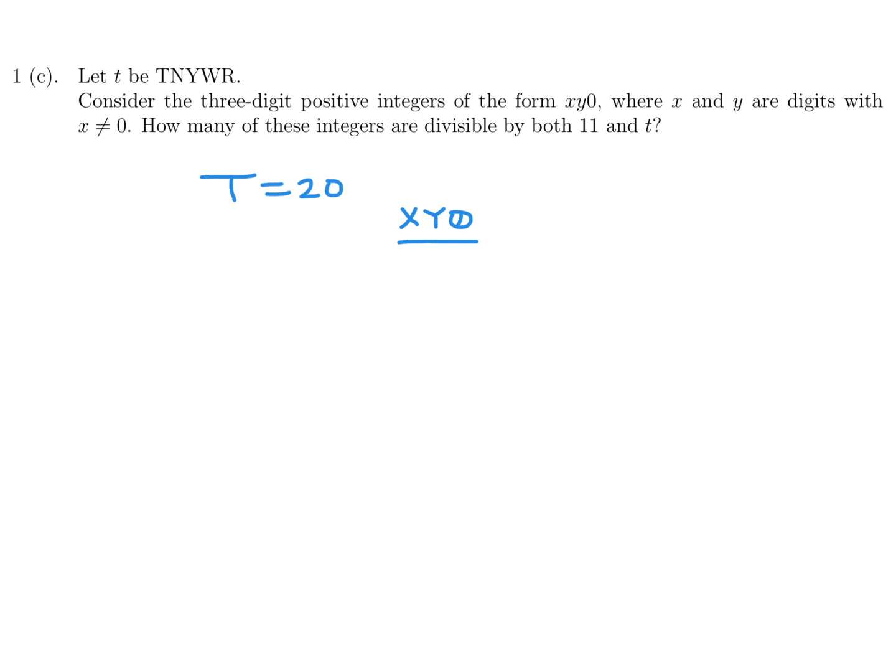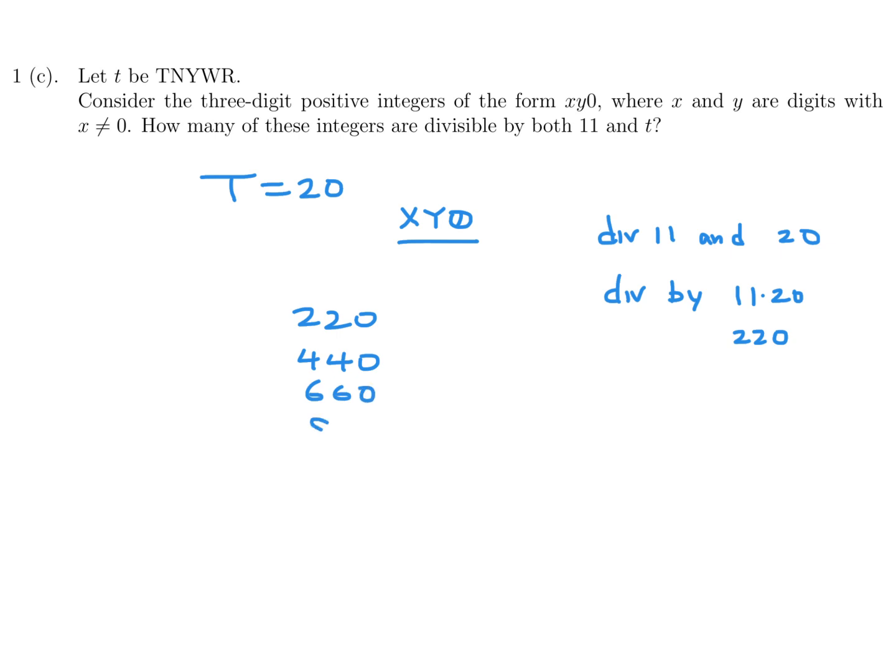But if this number is divisible by 11 and by t, well, t is 20. That means it's divisible by 11 times 20, which is 220, right? So a number is divisible by 220, so what could it be? It could be 220, it could be 440, it could be 660, it could be 880, and it could be others, but our number is a 3-digit number. So these are the only 3-digit numbers of that form that are divisible by both 11 and 20. And how many? So I guess the answer to this question is 4.